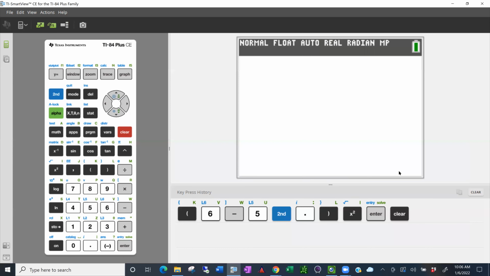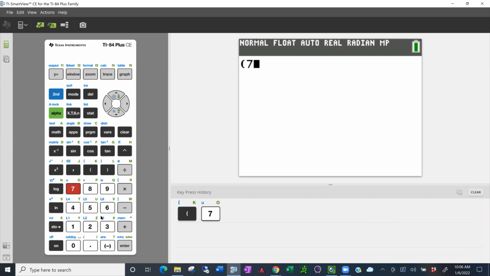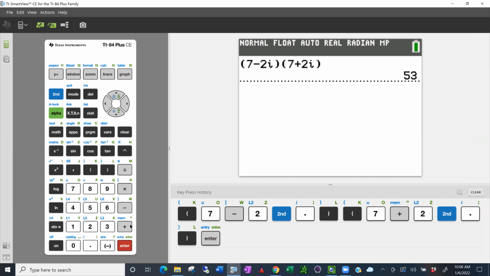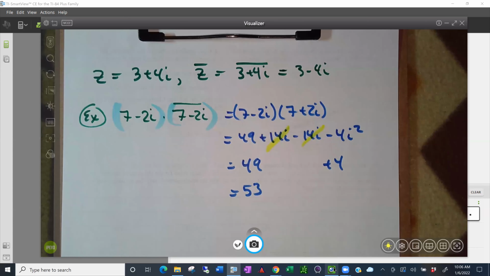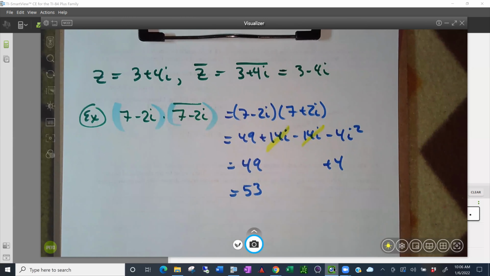So to check it, let me clear everything out here again. 7 minus 2i, and then 7 plus 2i. Should be 53. Beautiful. So keep that notation in mind, because a lot of times you might be asked to do a product of a number and its conjugate, or just simply given something like you are here.